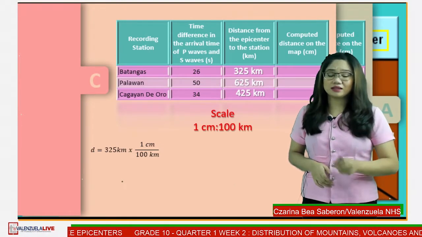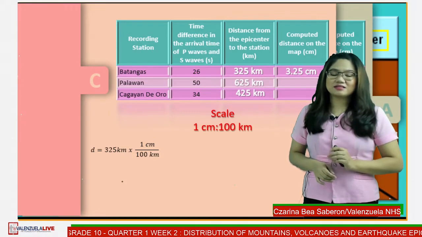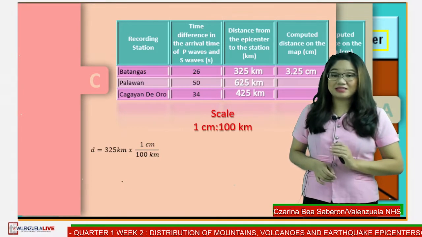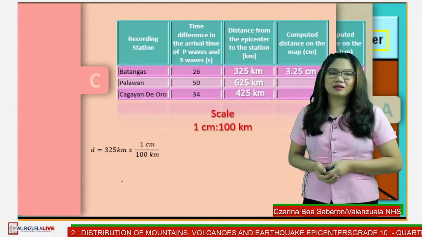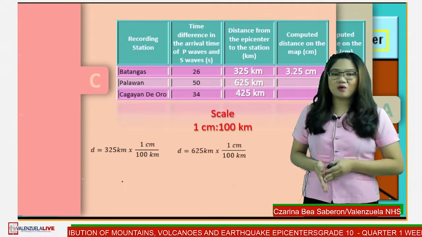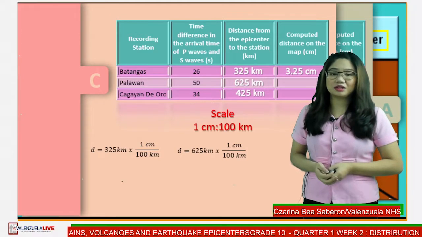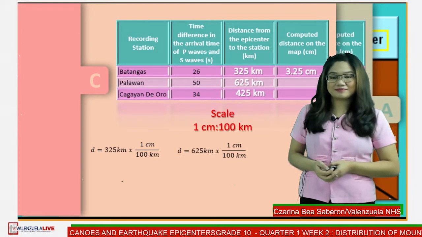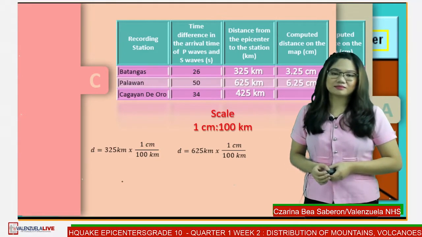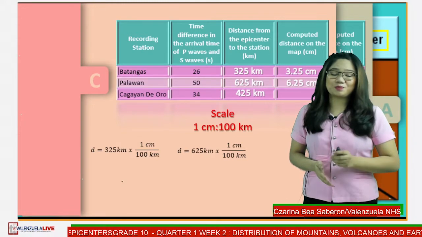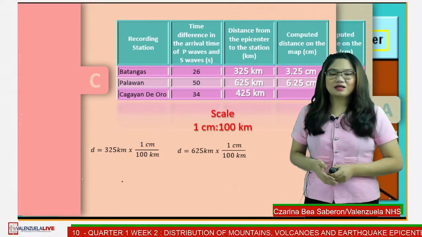And we get, all right, that is 3.25 centimeters. Now, for Palawan, let's have distance is equal to 625 kilometers times 1 centimeter over 100 kilometers. And that's going to be, all right, 6.25 centimeters.